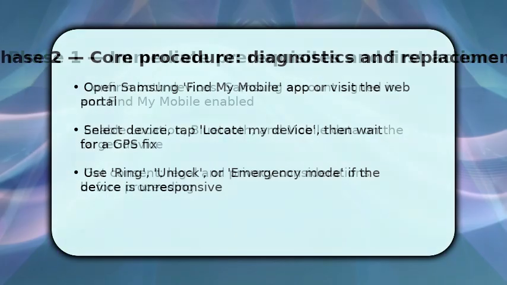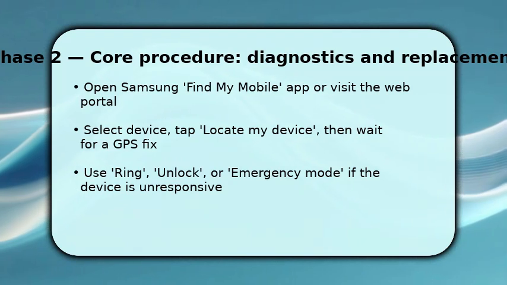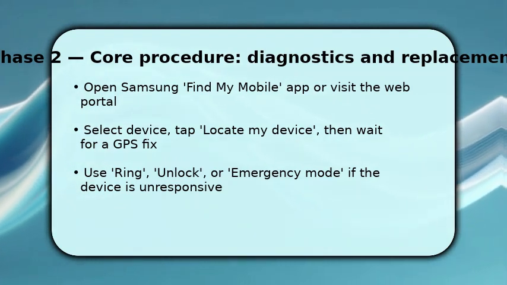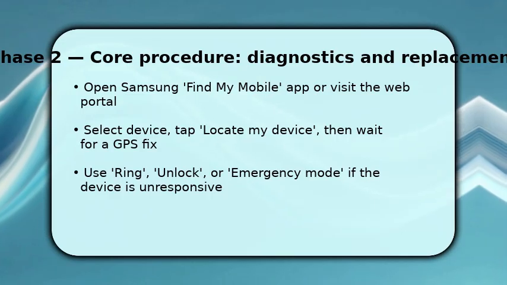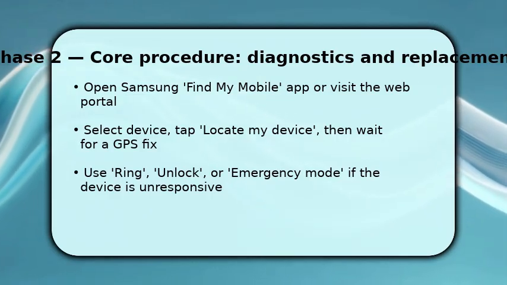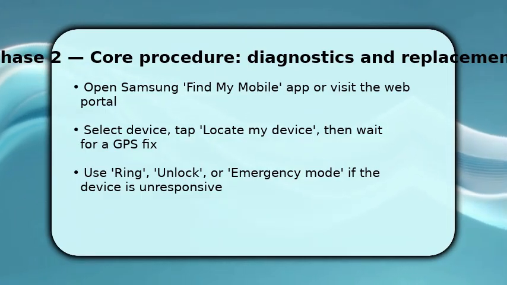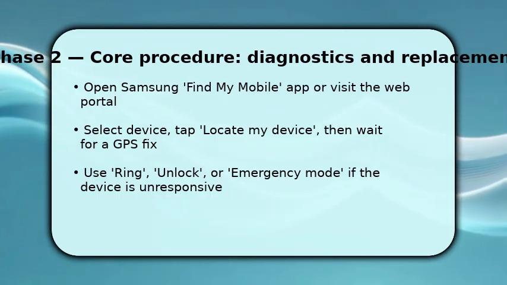chasing errors later. You next open the Find My Mobile app or the Samsung web portal and select the target device from your account list. Once selected, tap Locate My Device and wait. GPS, Wi-Fi, and cell triangulation combine to give a position. If the device is offline, the app queues a locate request for when it reconnects.